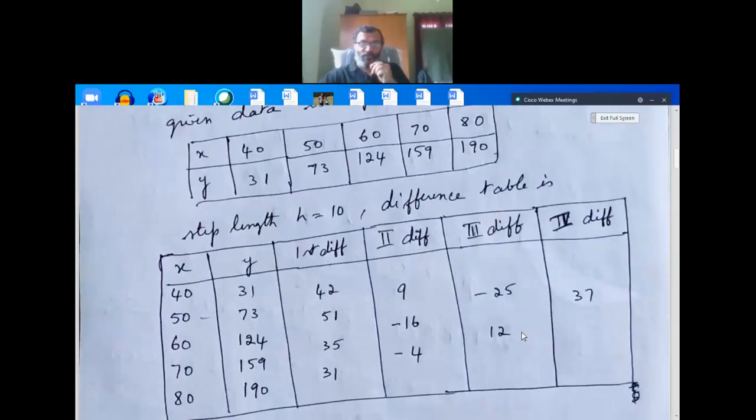Then the fourth difference will be 12 plus 25. Minus of minus is plus. So 12 plus 25 is 37. Okay, I hope there are 2 marks for writing this table correctly.